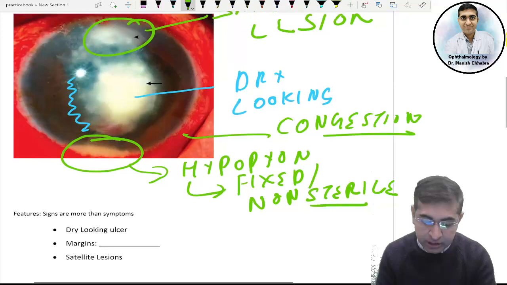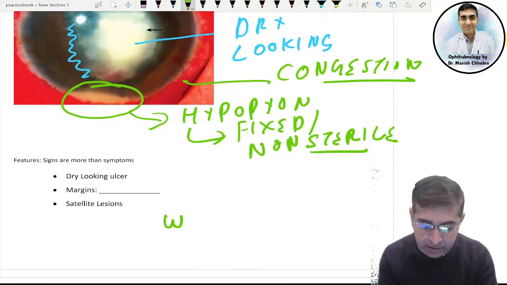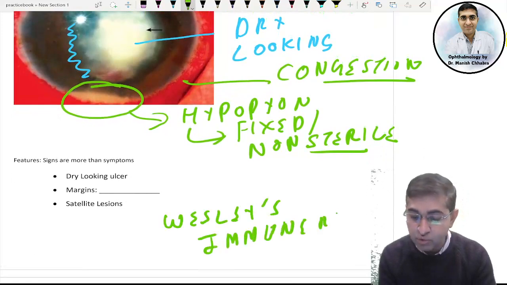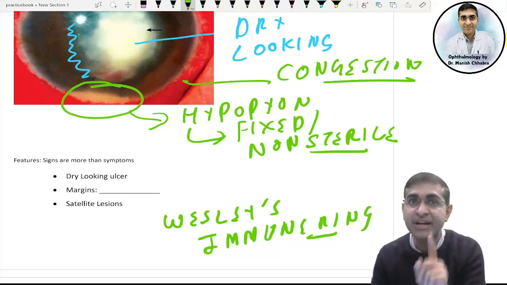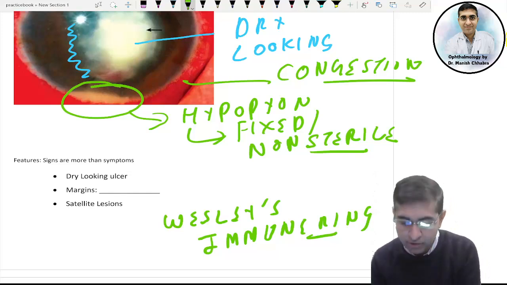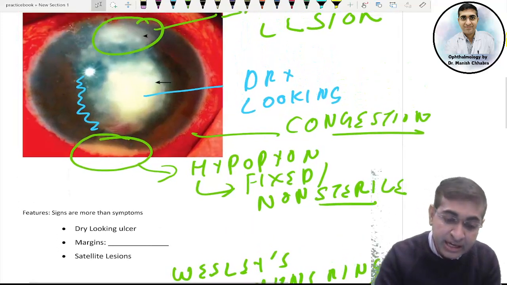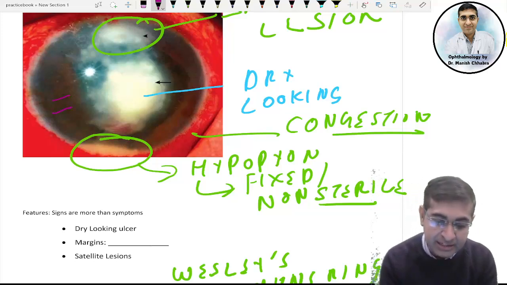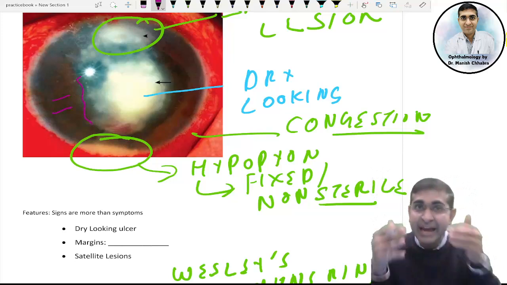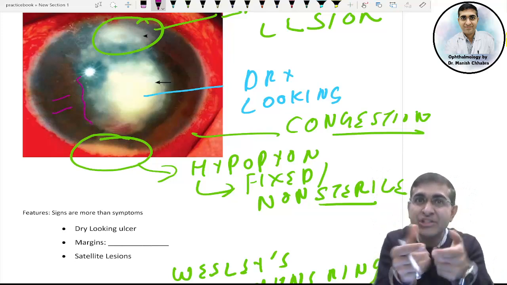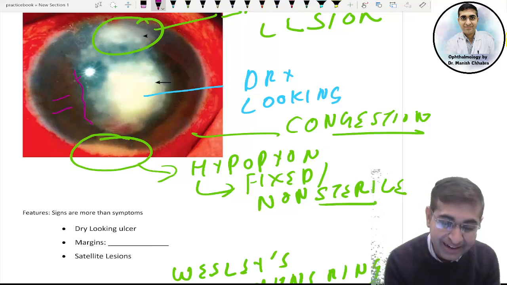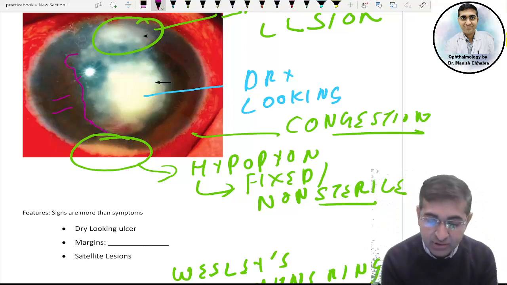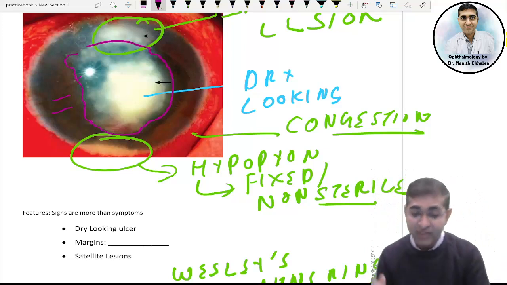And there is one important feature, the presence of Wesley's immune ring. Mind you, Wesley's immune ring can also be seen in viral keratitis, herpes simplex virus keratitis or herpes zoster ophthalmicus. So what is Wesley's immune ring? It is at the junction of normal cornea. So this is the normal cornea, this is the keratitis. At this junction there is an antigen antibody reaction, antibody of the patient, antigen of the fungus. So there is formation of a line, or you can say the lesion is demarcated. That is why you call it a ring. So this is your Wesley's immune ring.